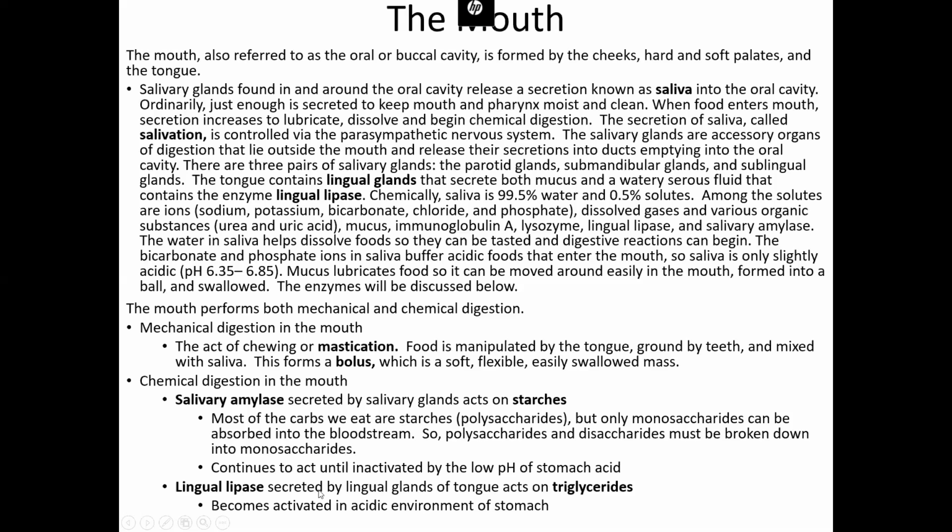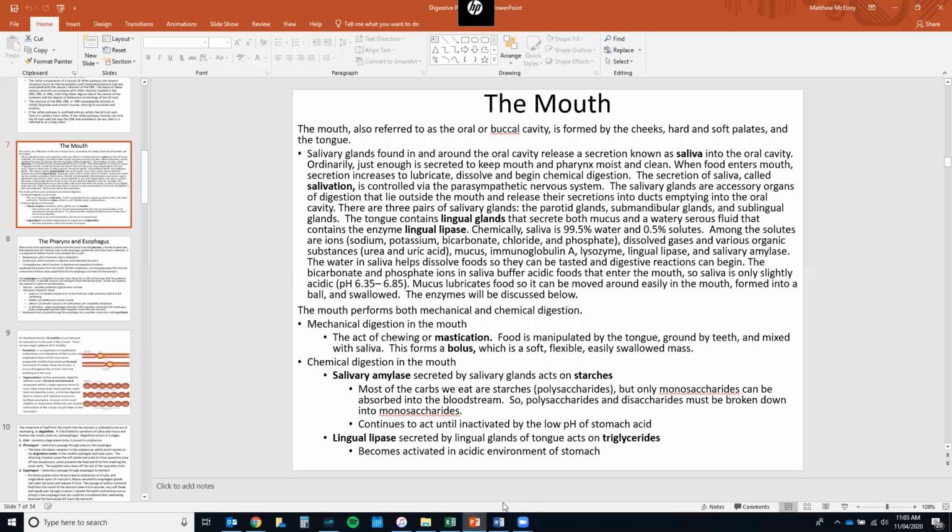Speaking of fats, our first fat digesting enzyme is also produced in our mouth by the lingual glands of our tongue. Lingual lipase, produced by our tongue, acts on the primary form of fat that we ingest in our body, triglycerides. Acts kind of the opposite of salivary amylase in that it is not active until the acidic environment activates it. The acidic environment of our stomach activates it.